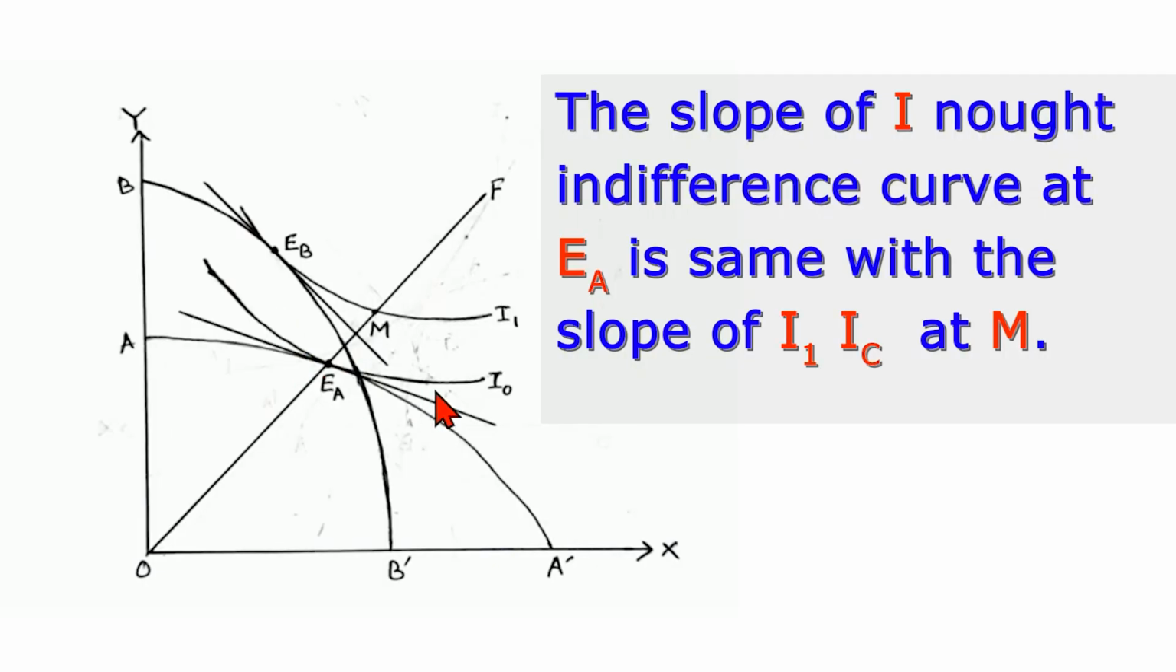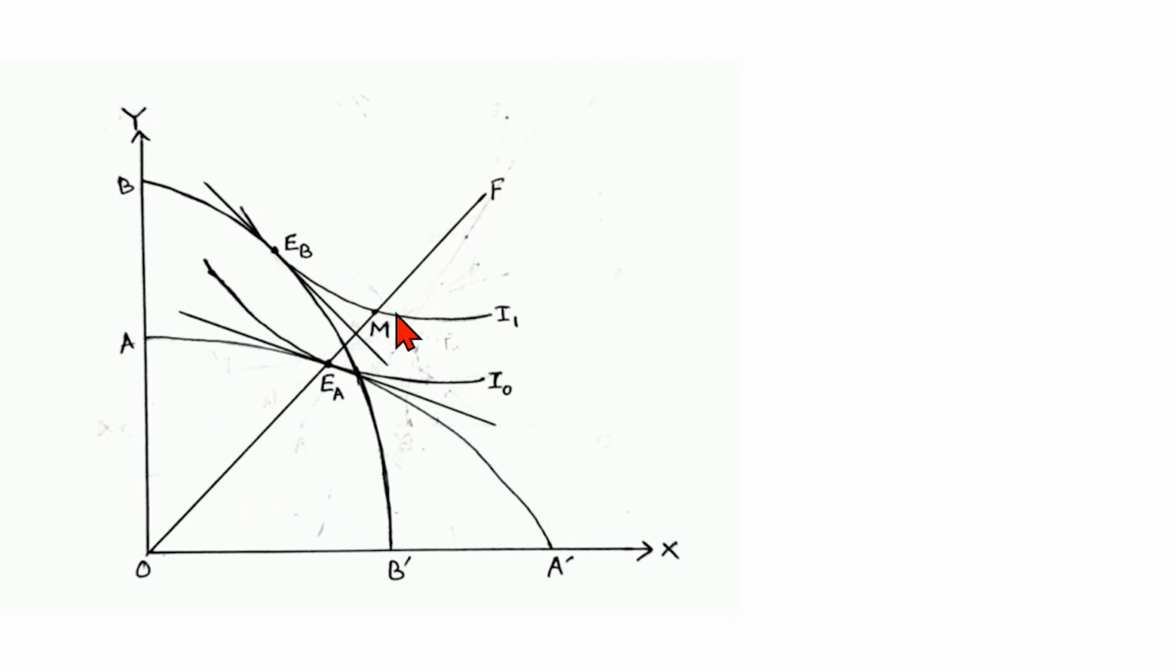Now, following the second additional assumption, that is the demand pattern is homothetic, the slope of the I0 indifference curve at EA is the same as the slope of the I1 IC at M. Now, we see that the EB point and the M point lie on the same indifference curve I1, and point M lies rightward to point EB.